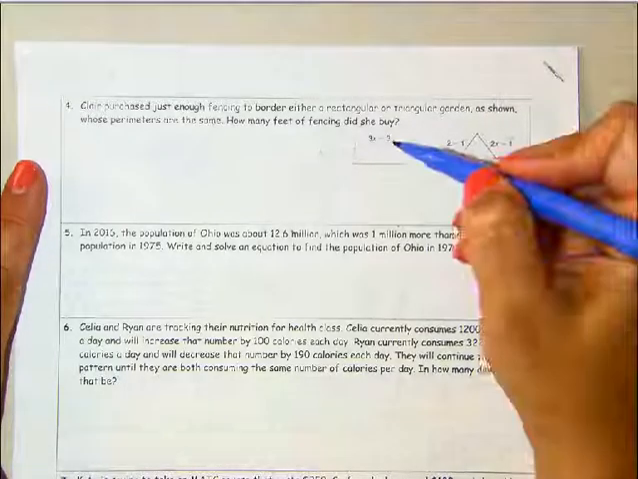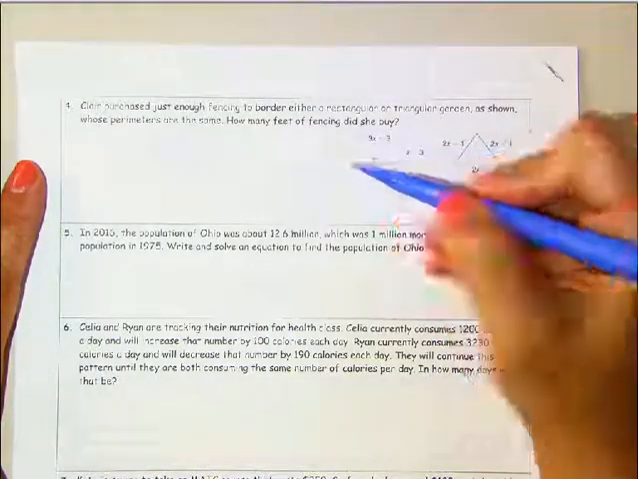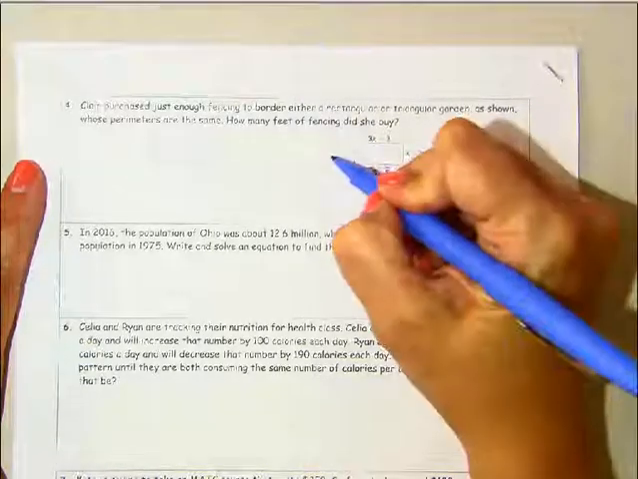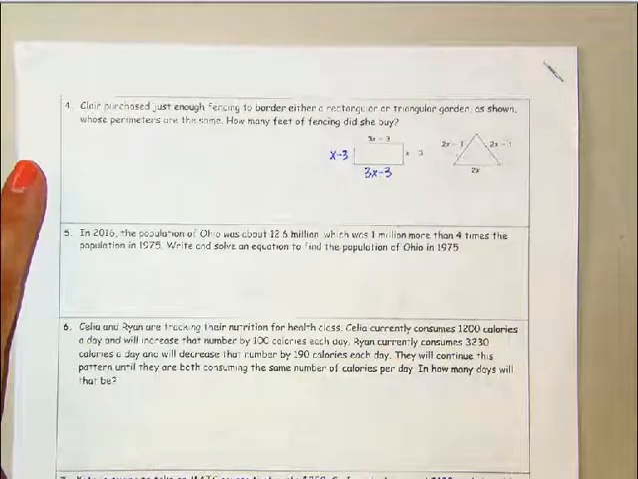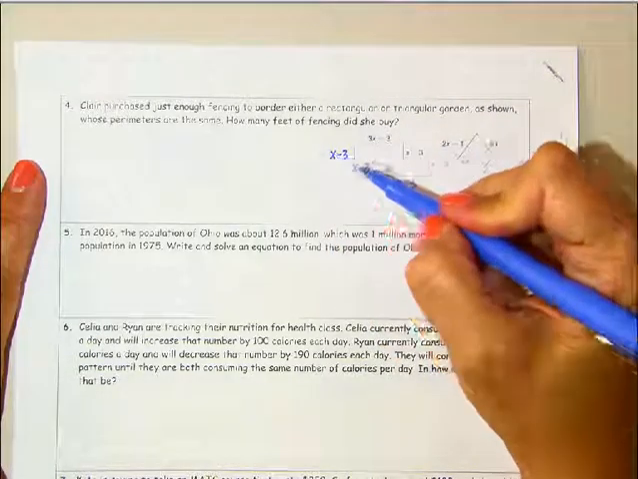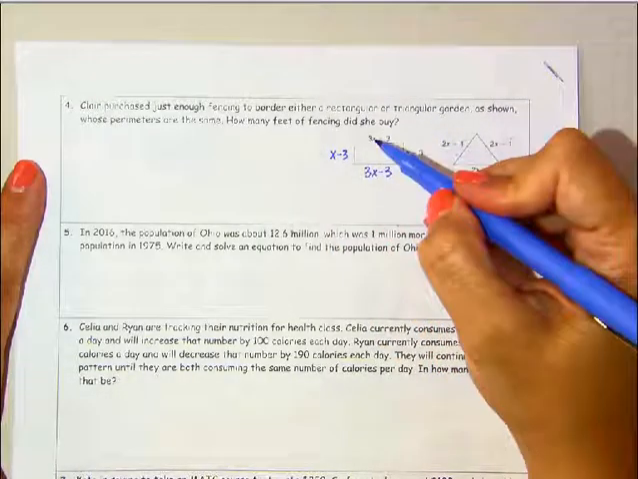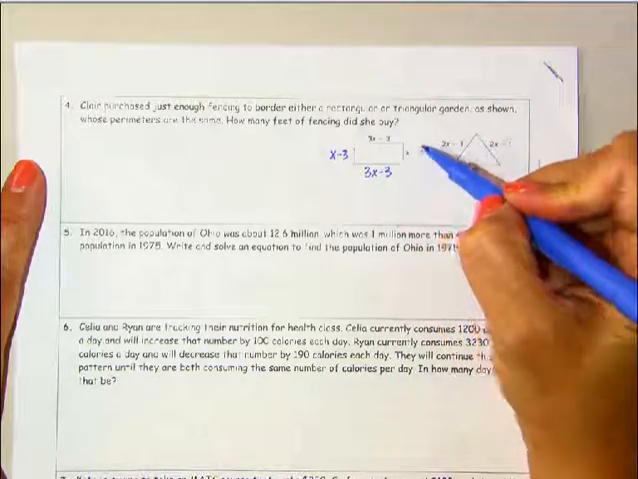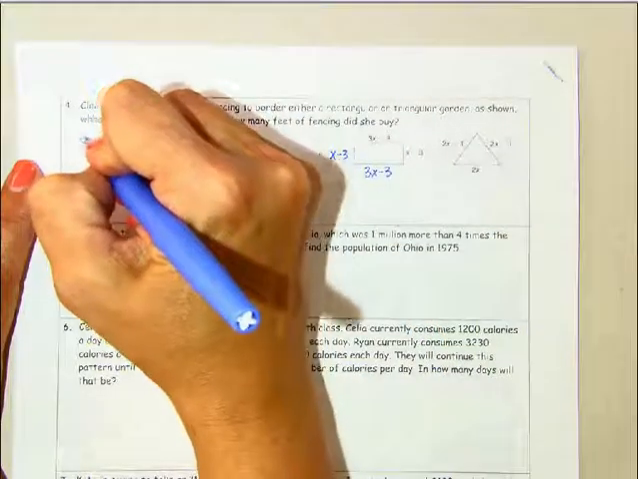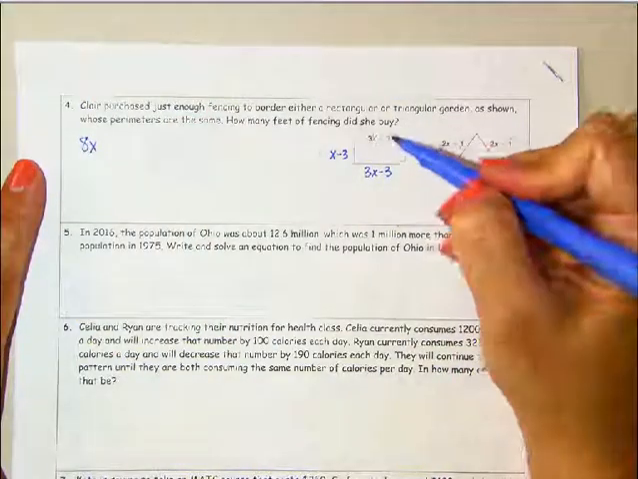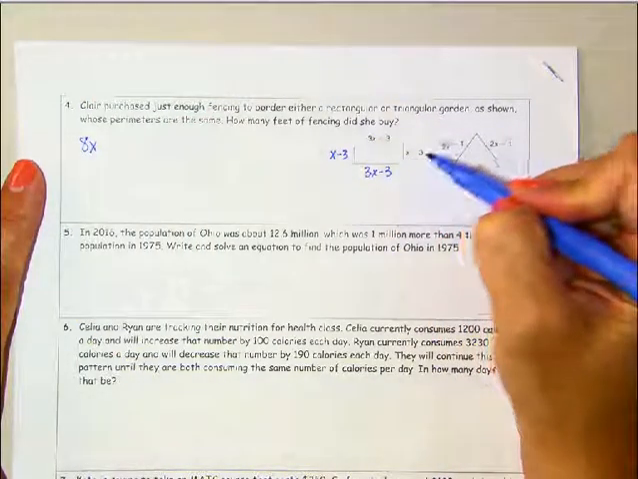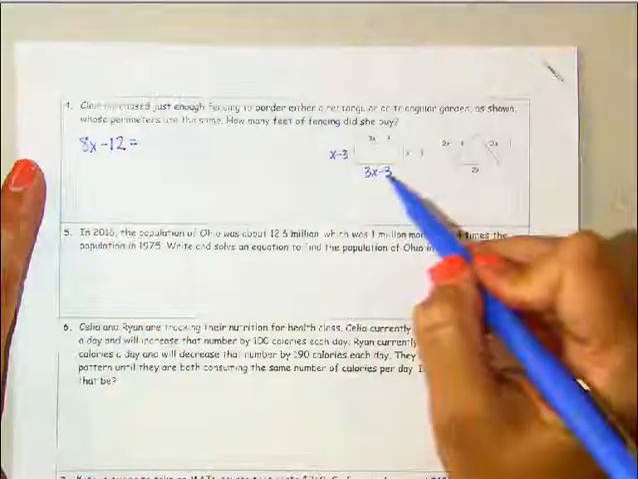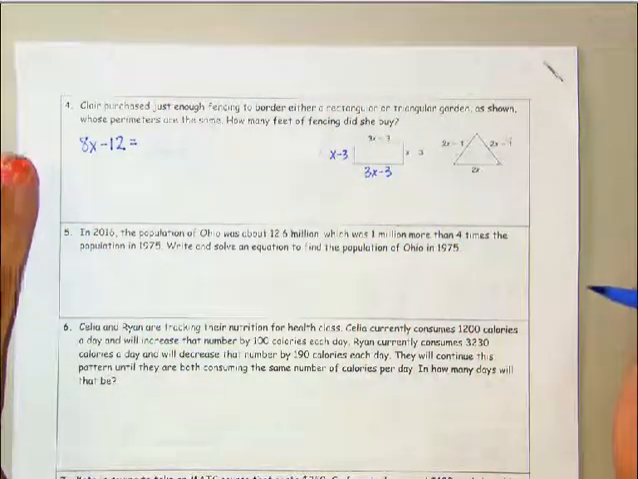Remember, the perimeter is the distance all the way around. So I know this side is also a 3x minus 3. This side was an x minus 3. So to find its perimeter, I add these all up. Well, I have a 3x plus x plus 3x plus x. So total x's, I'm going to have 8x. Then I have a negative 3, negative 3, negative 3, negative 3. Combine all those, I have negative 12. That's the perimeter of the rectangle.